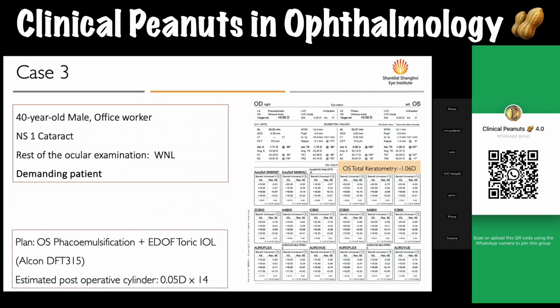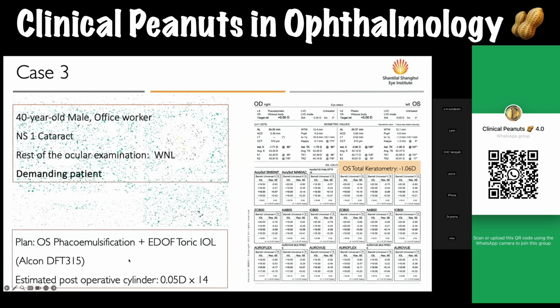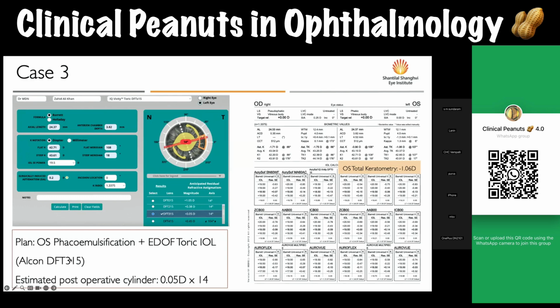And since we were planning a premium lens, we wanted to ensure that he was spectacle free. We decided to go in for a toric lens. And this is although a low power of toricity that was selected, that is a DFT 315. This gave him a very low estimated postoperative cylinder of just 0.05 at 14 degrees.